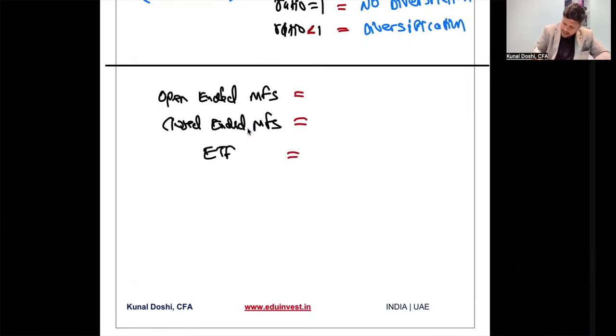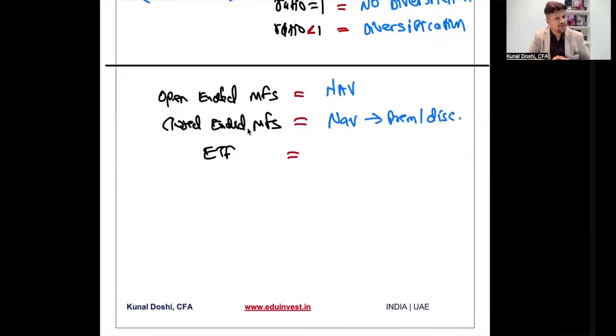Open-ended mutual funds are valued at NAV. Closed-ended mutual funds can be at a premium or discount. Generally, they are at a discount to NAV because they are locked in. But ETFs are close to NAV because there are market makers who buy and sell to make sure of that. ETFs are sold on the exchange, so the ETF price is the exchange price, which is close to NAV.